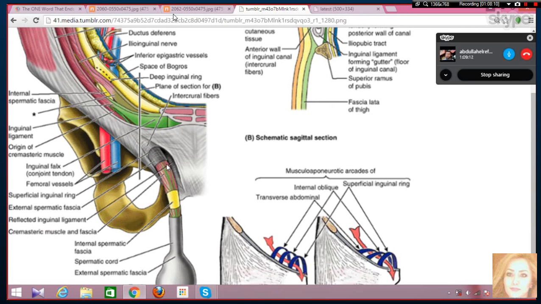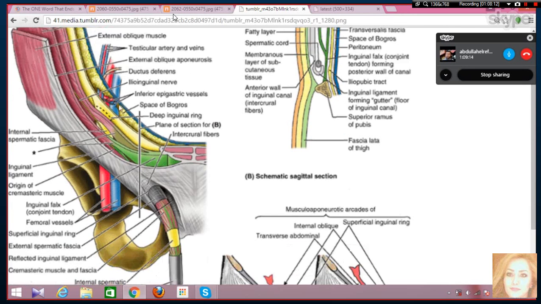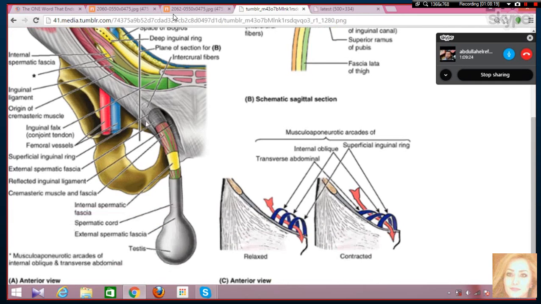The inlet or the entrance of the canal, it's somewhere here. It's called deep inguinal ring. And the exit of the canal is called superficial inguinal ring. How is the superficial inguinal ring formed? With the aponeurosis. Which muscle splits? External oblique.